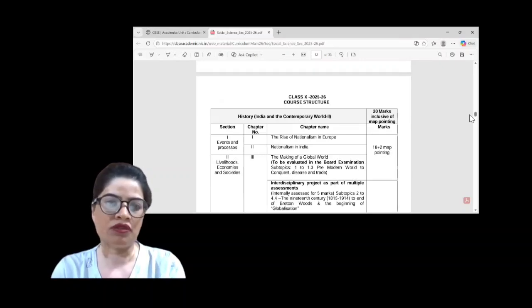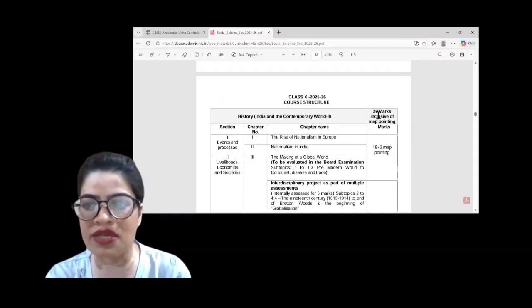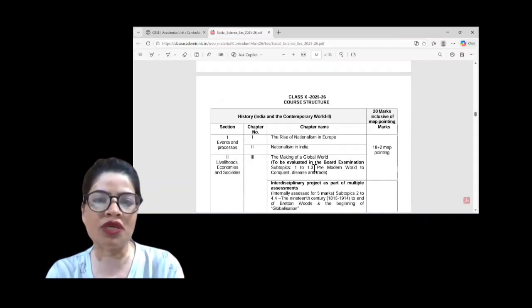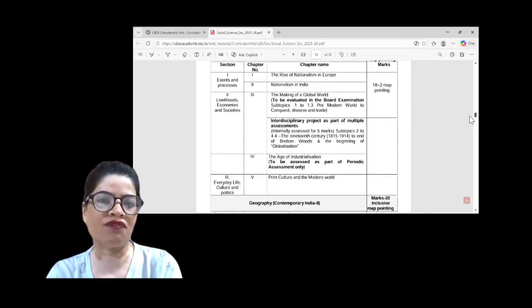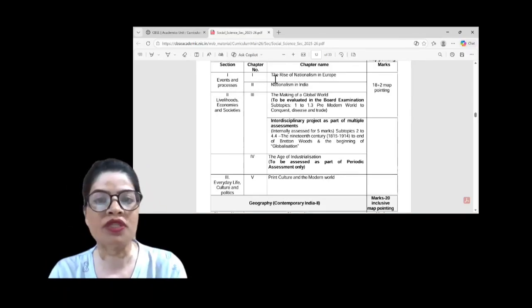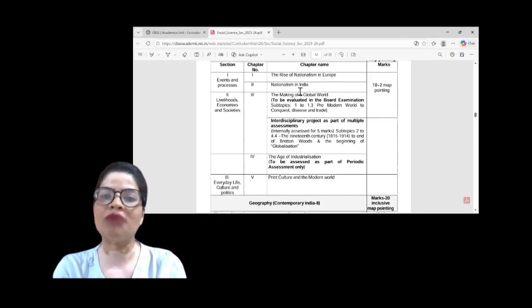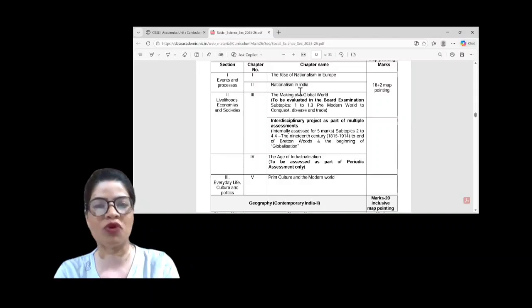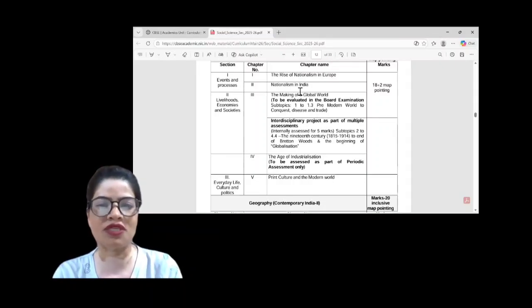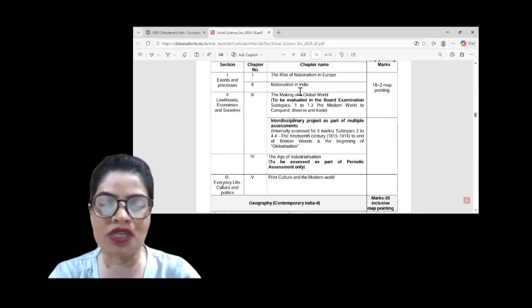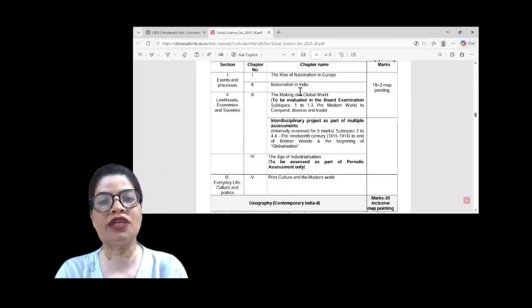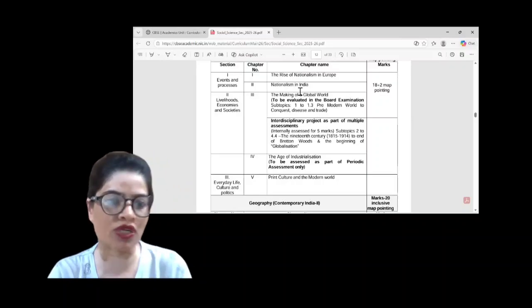If we start from the beginning, history is of 20 marks, as I said, and it is visible here. There will be only these chapters, and these are the sections. The first chapter is the rise of nationalism in Europe. Second, nationalism in India. These two chapters are very, very important, because the whole chapter comes in the exam. Sometimes some part of nationalism in India is also deleted, but let's see what the changes are this time. Right now we need to see what the chapters are.